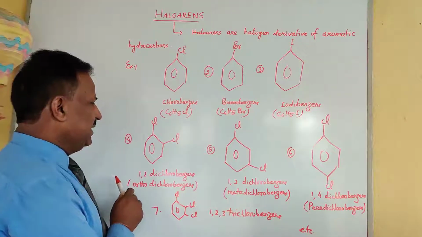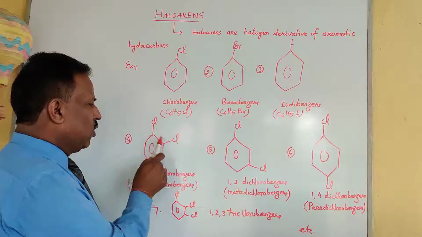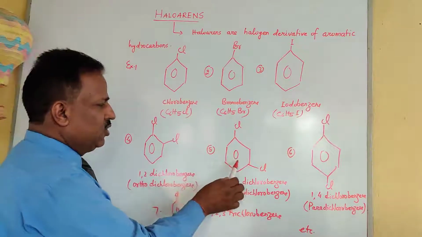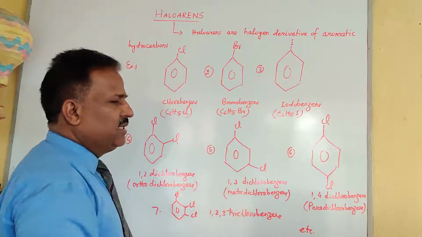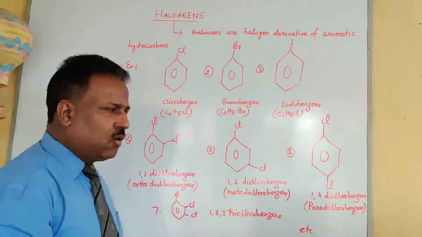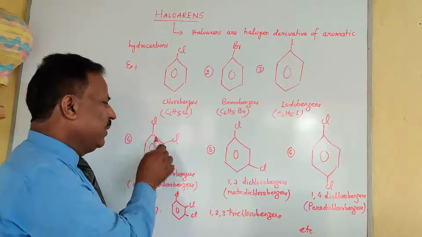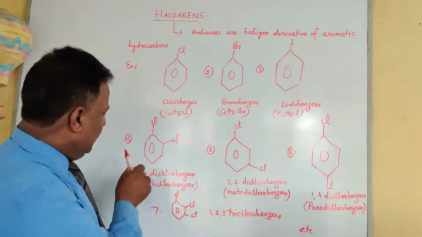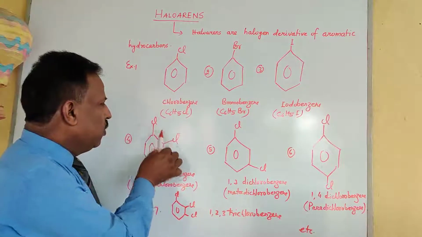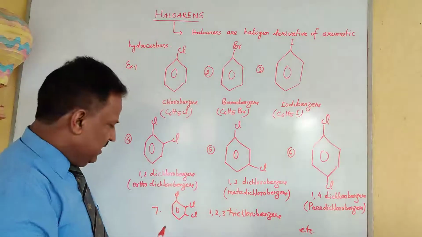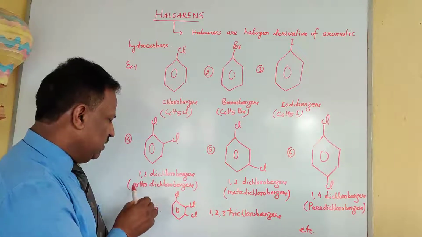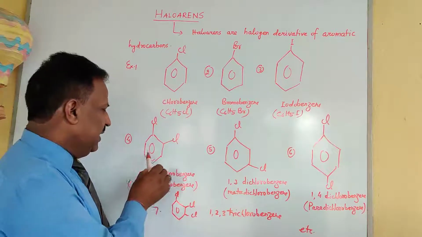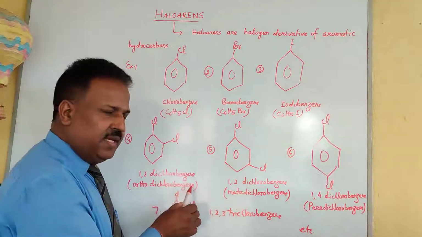Fourth example is dichlorobenzene. This is also dichlorobenzene, and example 6 is also dichlorobenzene. Only the position of the group is different. In example 4, both chlorine atoms are present at the 1,2 position. The 1,2 position is the ortho position. So it is 1,2 dichlorobenzene.